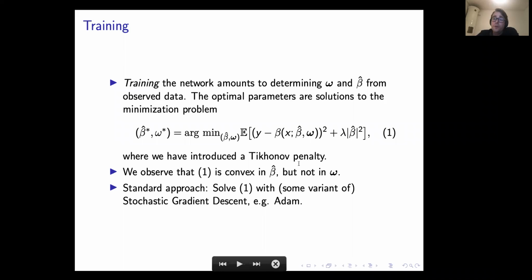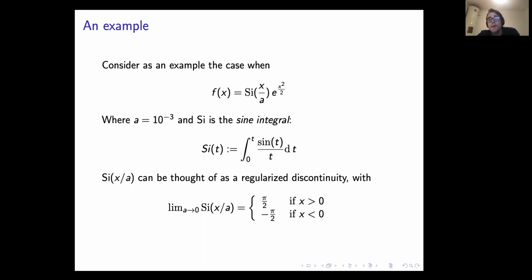And well, what do you do? I mean, this is, of course, familiar to all of you. Well, typically, you would try to solve equation 1 here with some stochastic gradient descent method. Maybe Adam, maybe vanilla stochastic gradient descent. And okay, so let's try that.